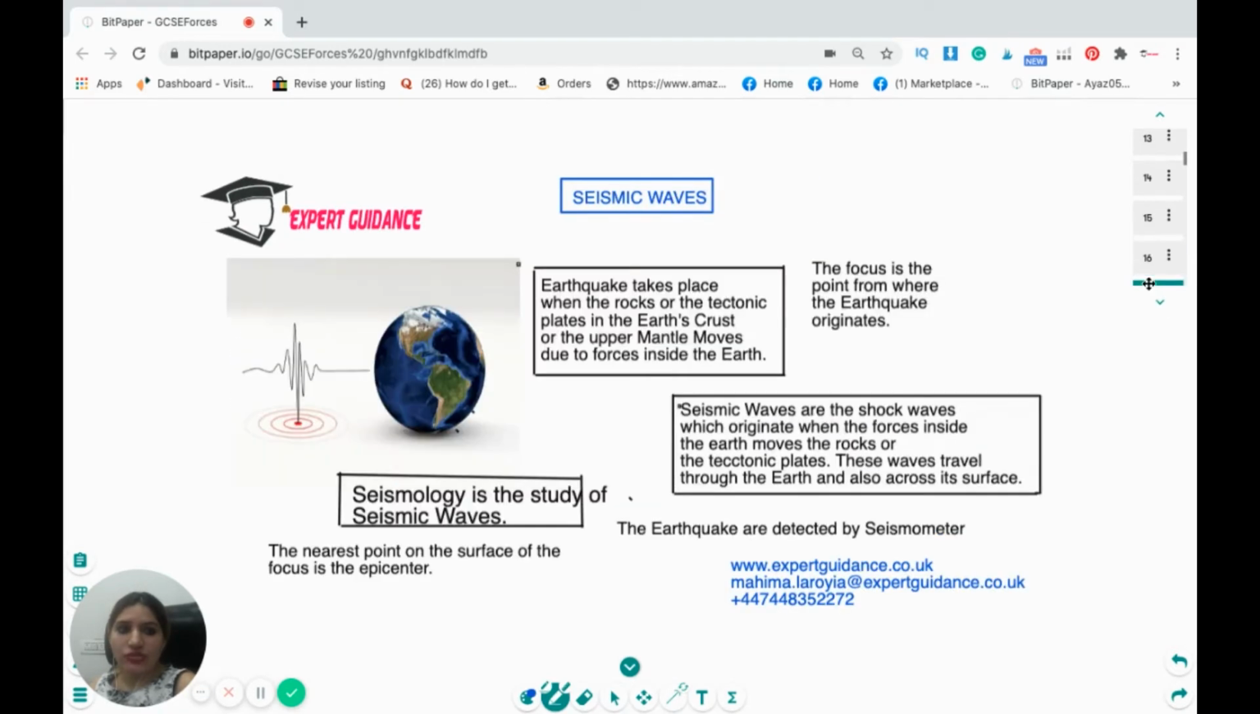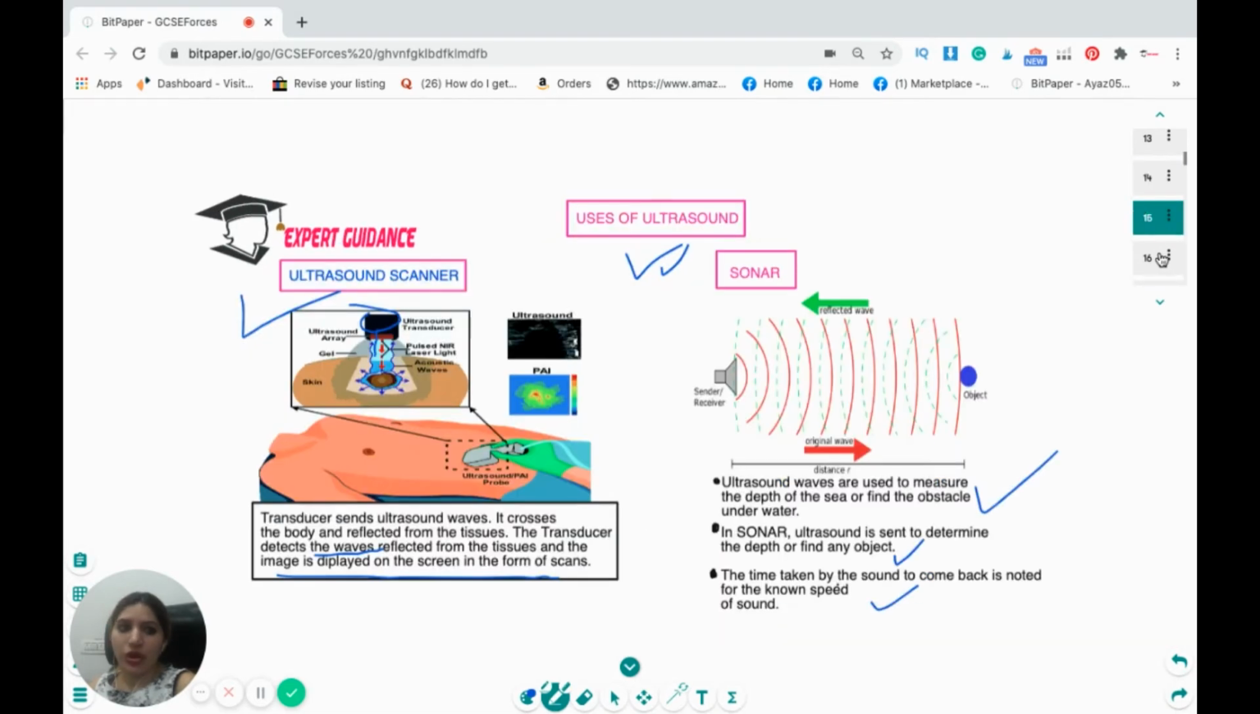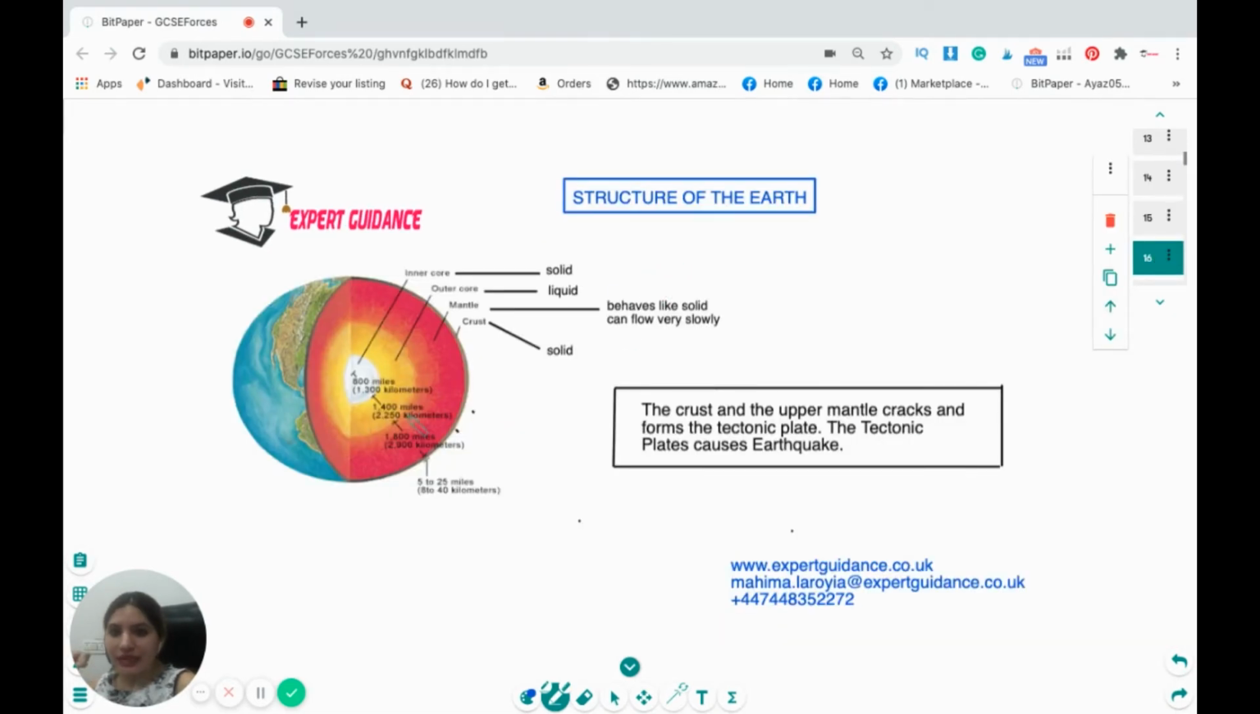Now, what you need to do next is the structure of the Earth. Now, we know that Earth has a core, and then the mantle, and then it has the crust. When we talk about the core, there is the inner core, and then the outer core. Then we have the mantle, then we have the crust. Okay, so the inner core is solid, the outer core is liquid. The mantle behaves like a solid but can flow very slowly, and the crust is completely solid.